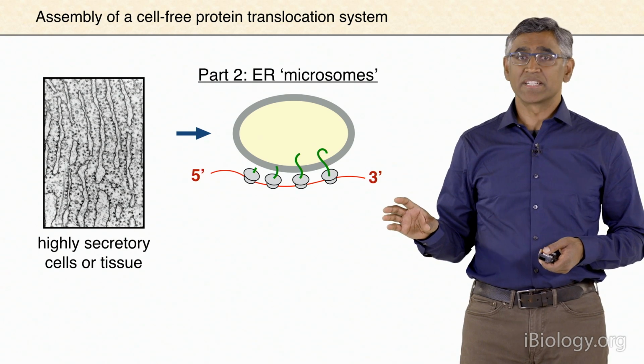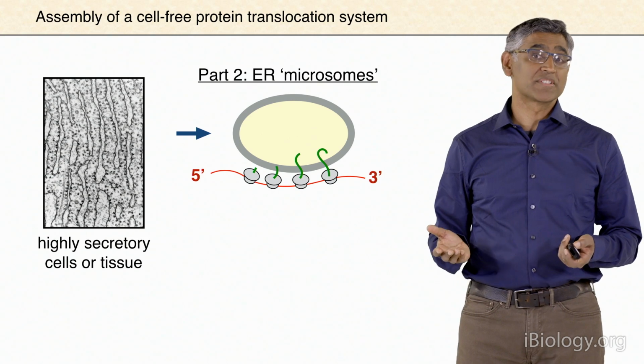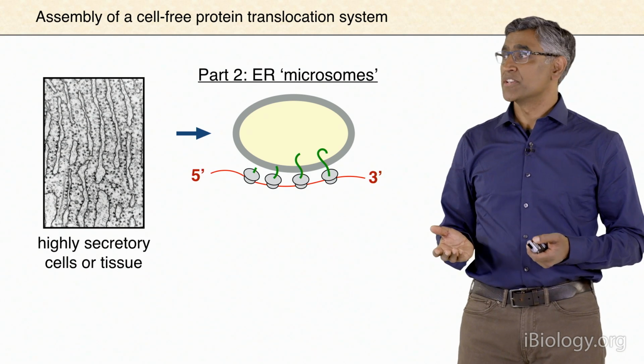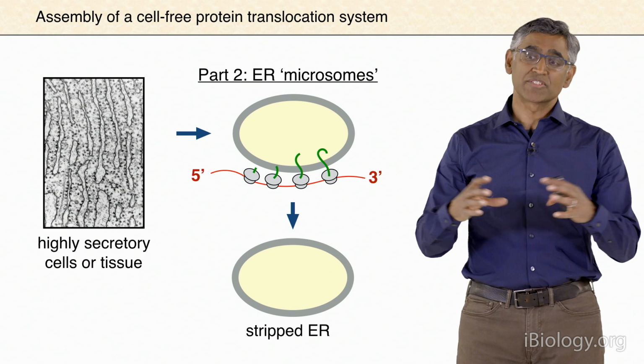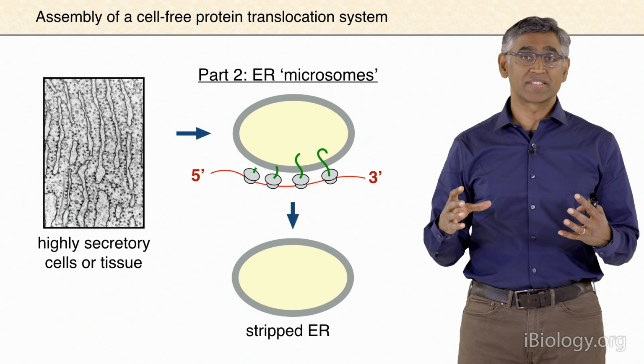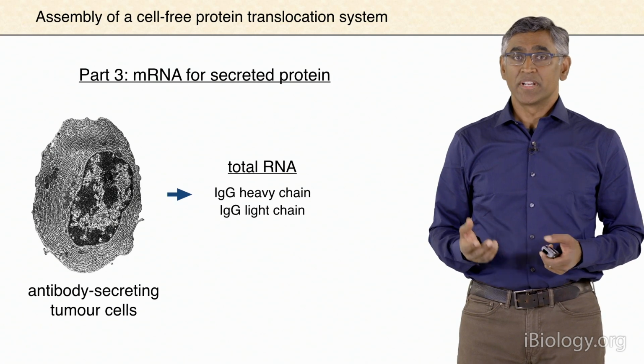Now, in order to not contaminate the ribosomes that are coming from the ER with ribosomes that are in the translation extract, you can also strip these membranes and therefore get a source that has just the ER membrane and its contents.